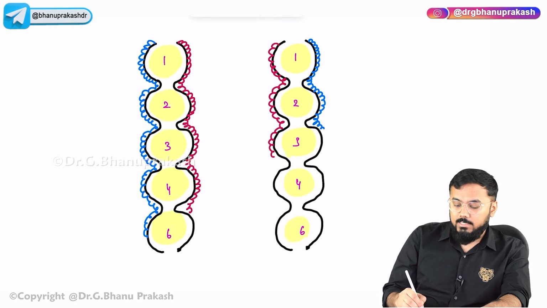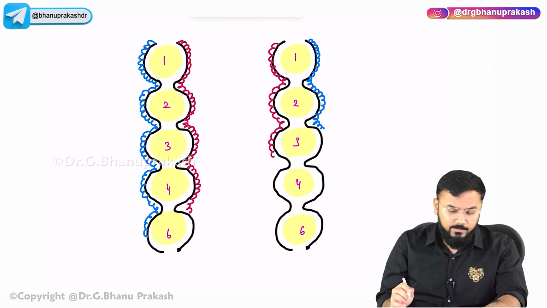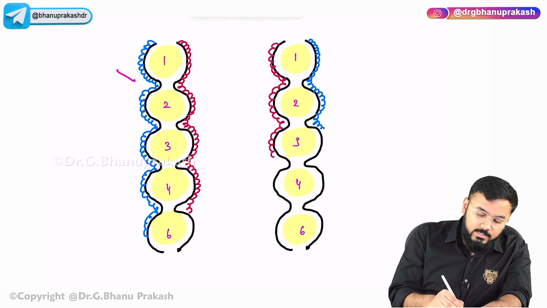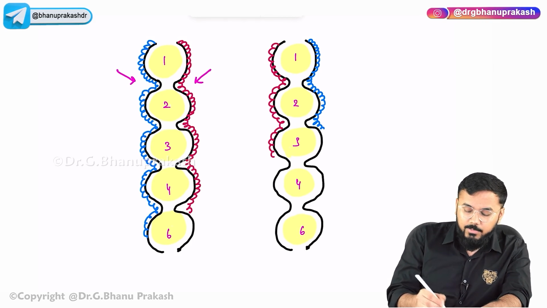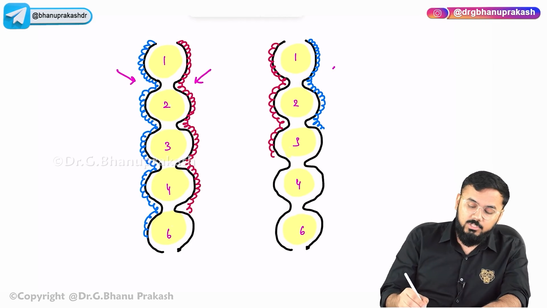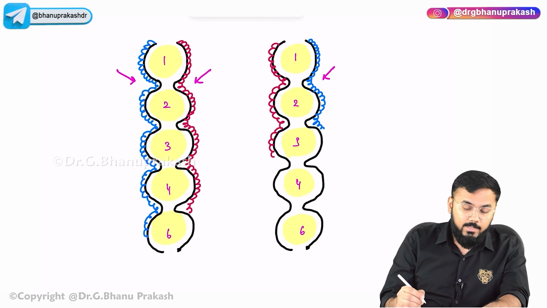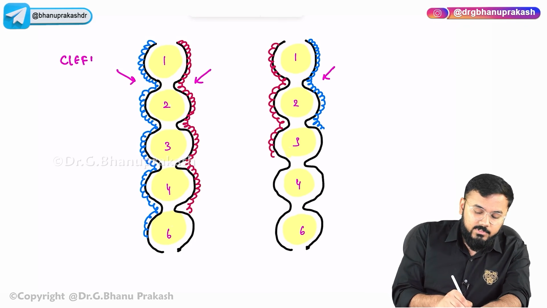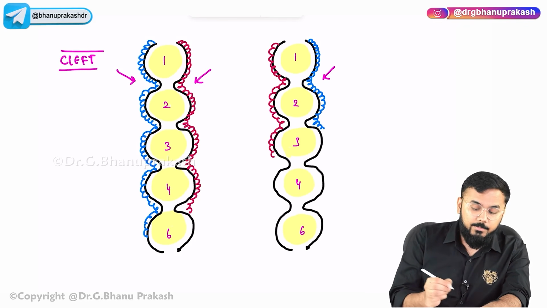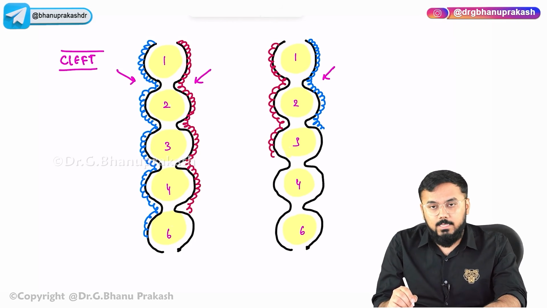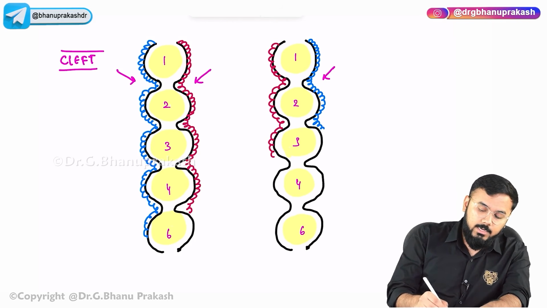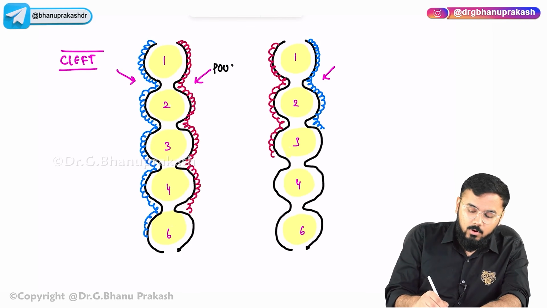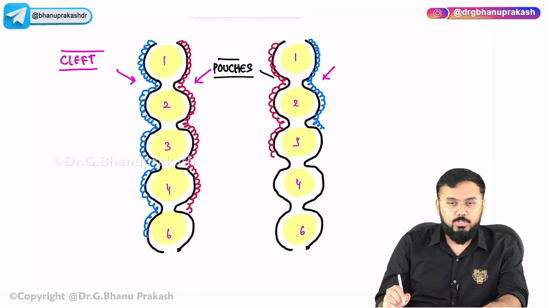Now important thing is that you can see some depressions. You see very clearly, you can see some depressions on the outside, you can see depressions on the inside. Depressions which are present on the outside, these are called as clefts. What are the depressions that are present on the outside? These are called as clefts. Then what are the depressions that are present from inside? These are called as pouches.